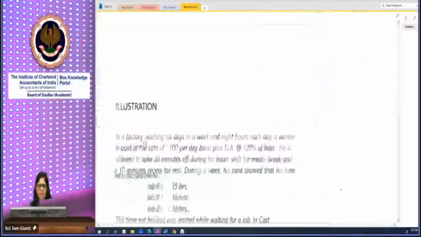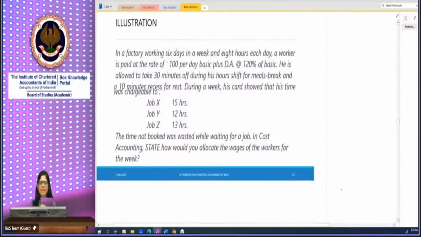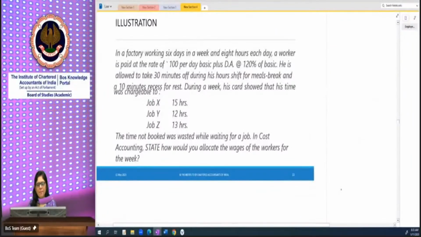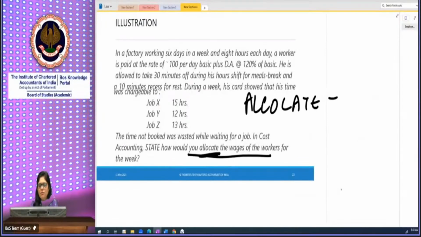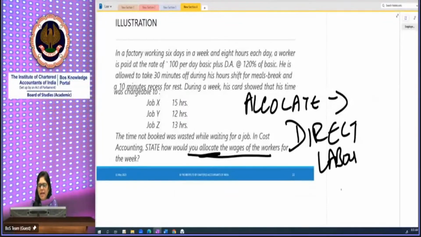Let's move on. We have another illustration. Please take a note of this illustration. What you have to calculate is to allocate the wages. Whenever the word allocate is used, that means it's direct labor cost. Direct labor cost, we always allocate. Indirect labor cost, we always apportion. We always divide, we always share between departments or products. But direct labor cost, we always allocate.